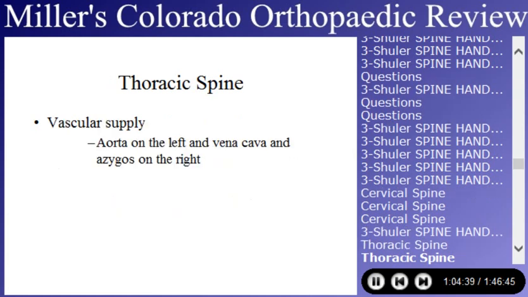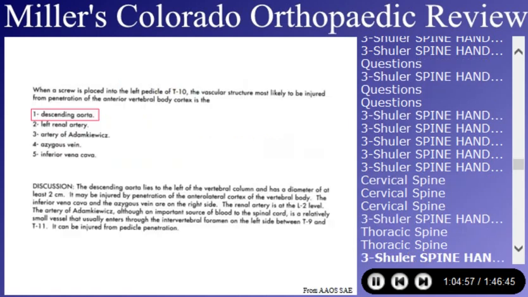Vascular supply: aorta on the left, vena cava and azygos on the right. They love the aorta. If you're placing a pedicle screw in a thoracic level around T10, T11, and you go out the left side, what are you going to hit? What structure's right underneath the vertebral body? It's the aorta, right here. T10 pedicle, you're putting a screw in the left pedicle. Remember what structures lie on the left. Penetration of the anterior vertebral body, you have pretty brisk bleeding.